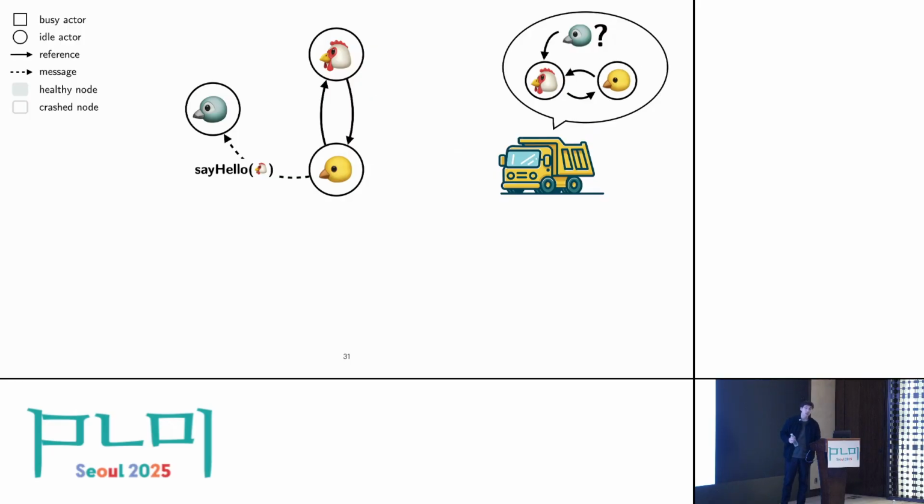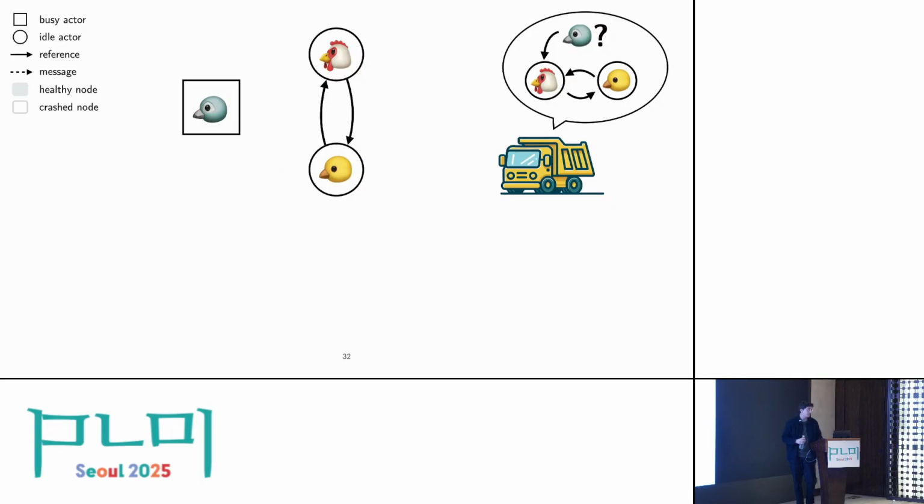And so now the garbage collector merges all that information, and it still sees that the chicken and the chick have references to each other and they're idle, but now it knows that there's this unknown actor that I haven't heard about, and he has a reference to one of my actors. So now the garbage collector says, I'd better not collect this garbage because maybe I don't know what that gray bird is going to do.